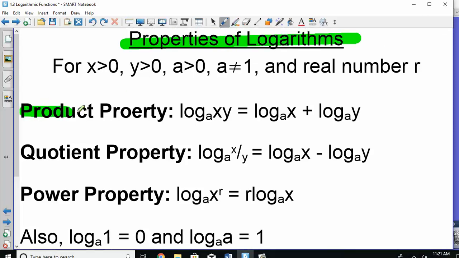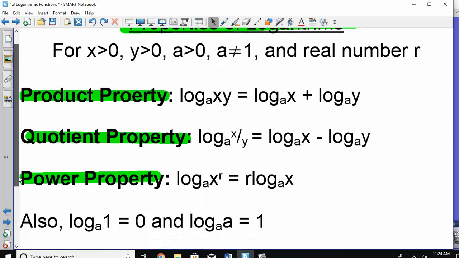But the 3 properties we need, the product, there's a typo, quotient, and power properties. If you have the log of 2 things being multiplied, we can split them up, do the log of each one added together. When it's division, you can do the log of the top minus the log of the bottom. And when there's an exponent, it can come down in front of your log as a coefficient. These 3 properties you have to know.